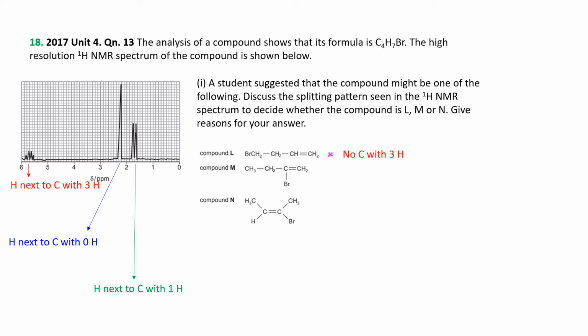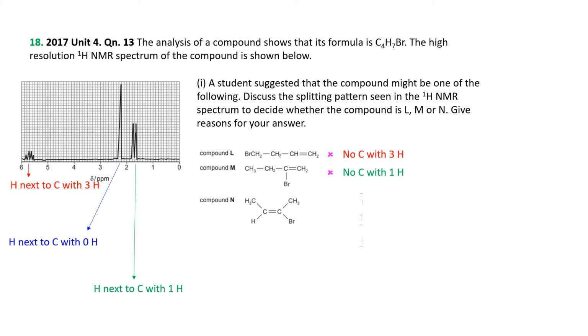Now let's look at the structures. First of all, L, because we don't have a methyl group. We don't have a carbon that has 3 hydrogens on it. M and N we do. There's the methyl group, and then there's 2 methyl groups here in N. Now let's look at M and see what we've got. We've got a carbon with no hydrogens there, but we don't have a carbon with 1 hydrogen. We've got to have a carbon with 1 hydrogen to give us this doublet. So therefore M cannot be it.